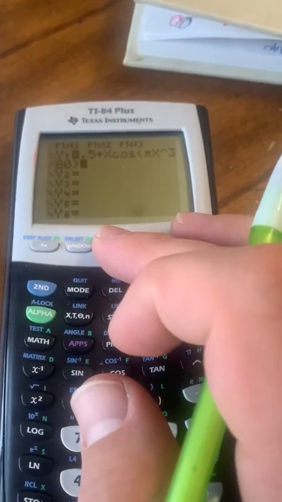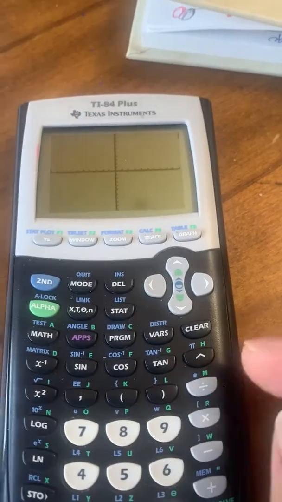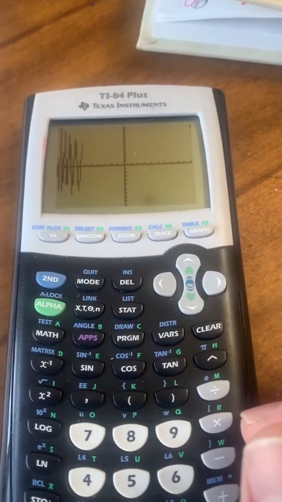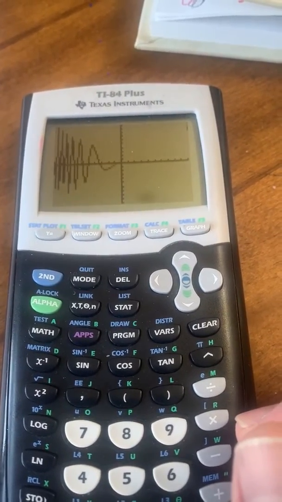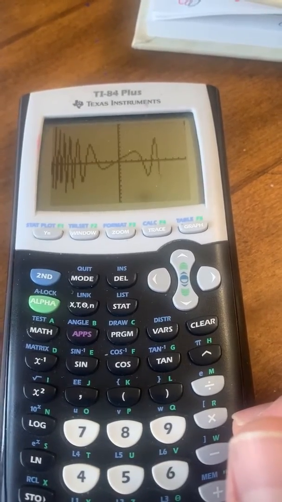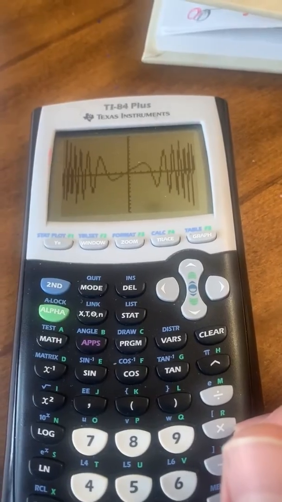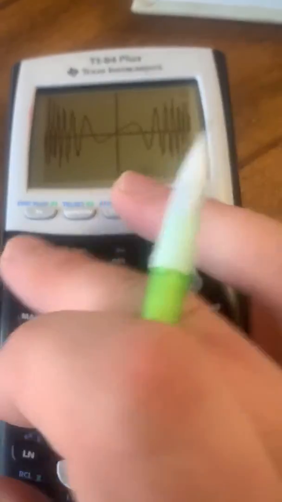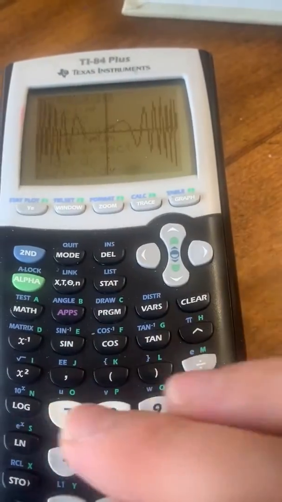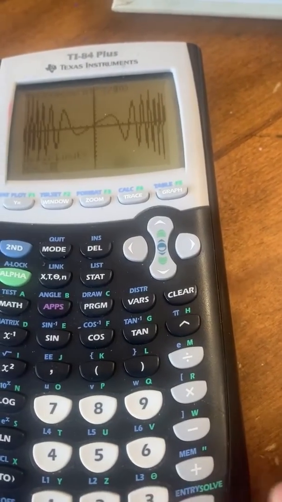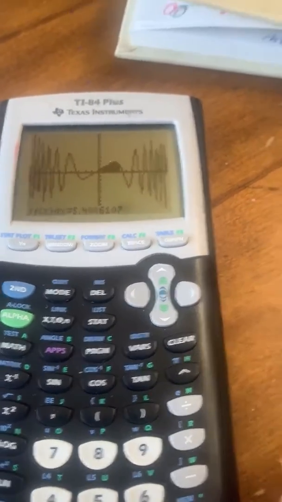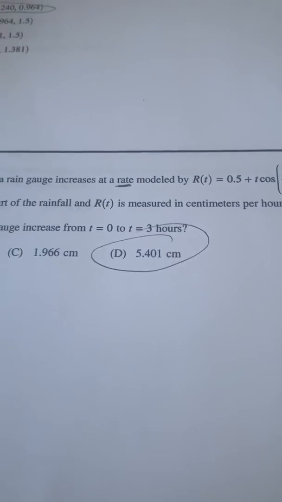So I got to go back to a normal viewing window. I'm going to hit zoom 6. It's going to take a minute to graph this. And then they're just interested from 0 to 3. So I'm going to hit second calculate 7 from 0 to 3. And I get 5.401, which is my answer D here.